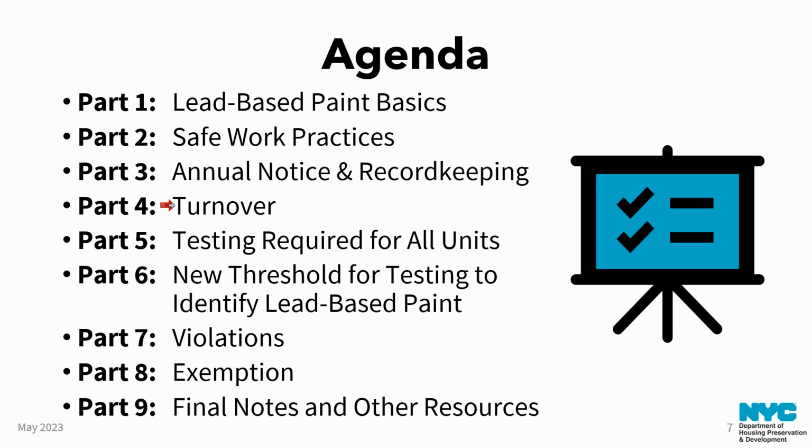We're going to talk about what to do when an apartment is vacant. We're going to talk about a requirement to test all units for the presence of lead-based paint by 2025 in New York City. We're going to review a recent piece of news, which was a change in the threshold for what constitutes lead-based paint, and talk about the effects of that change. We're going to talk about HPD violations and how to respond to them. And then towards the end, we will talk a little bit about exemption, the process of telling HPD that you have minimized or eliminated lead-based paint hazards in your units or in your building.